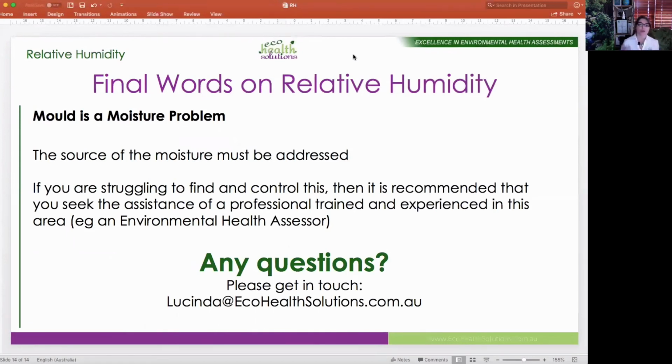Some final words on relative humidity. Relative humidity is a parameter for looking at moisture, and mold is a moisture problem. No matter what the issue is that's going on, the source of moisture must always be addressed first and foremost with any mold problem. If you're struggling to find and control this, then it's recommended that you seek the assistance of a professional, trained and experienced person in this area, such as an environmental health assessor.